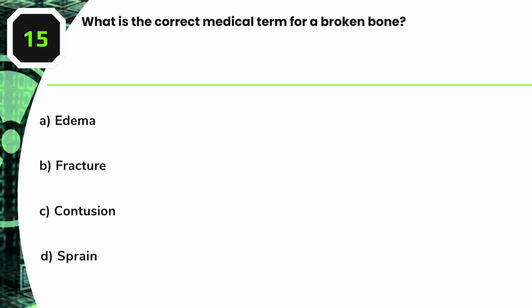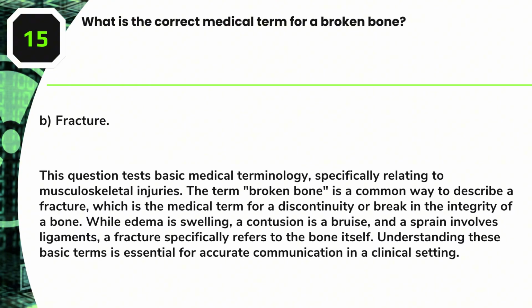Question 15. What is the correct medical term for a broken bone? A. Edema. B. Fracture. C. Contusion. D. Sprain. Answer: B. Fracture. This question tests basic medical terminology, specifically relating to musculoskeletal injuries.